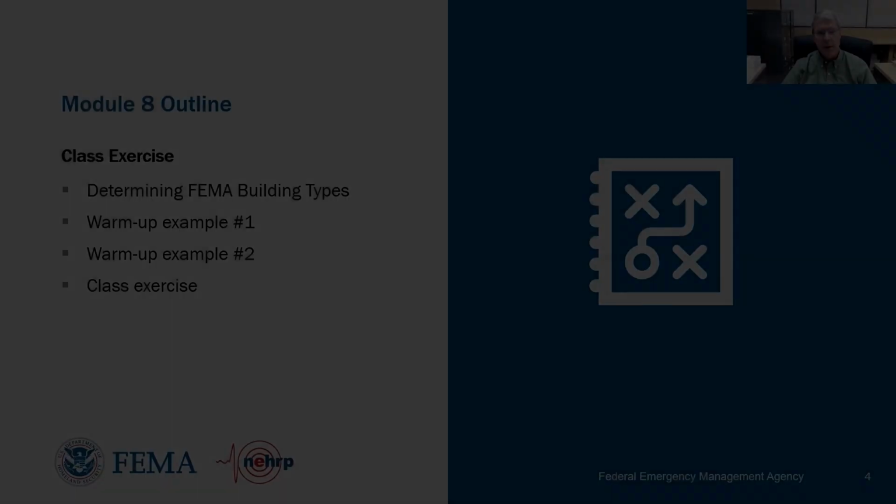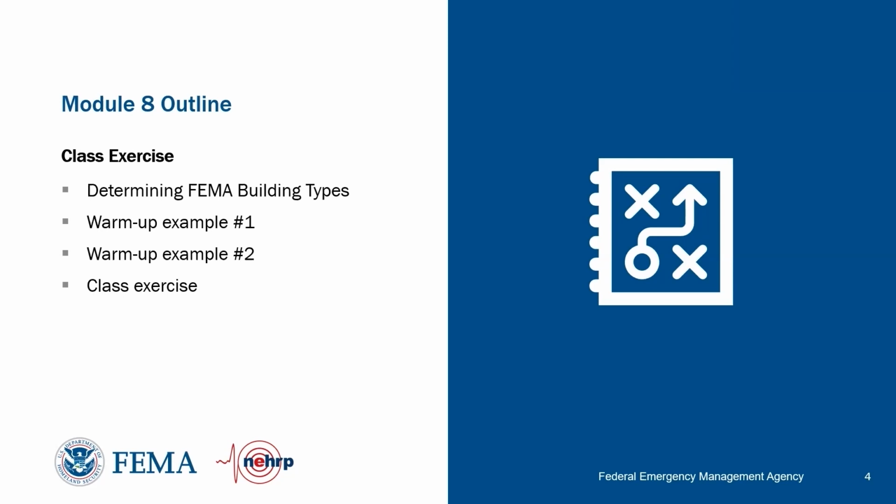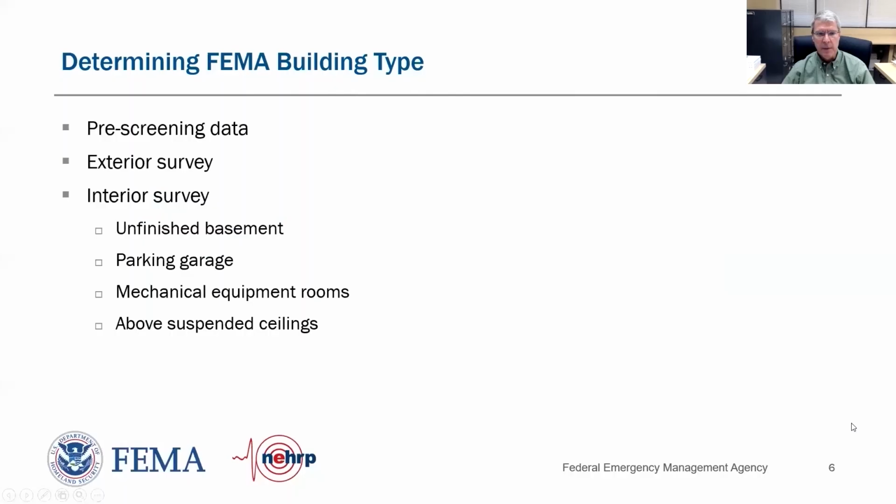So in Module 8, we're going to go through some examples in utilizing the P-154 procedure. We're going to start with a few warm-up examples, but prior to that, let's talk about FEMA building types. What are some of the techniques to utilize for identifying the FEMA building type, particularly if you don't have the structural drawings for the building? What can we do to make sure that our selection of the proper building type is correct? So we'll look at that, and then we'll go through a more extensive class exercise at the end of it. So, determining FEMA building type.